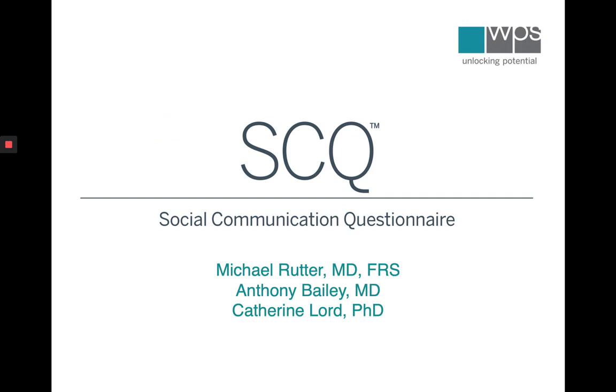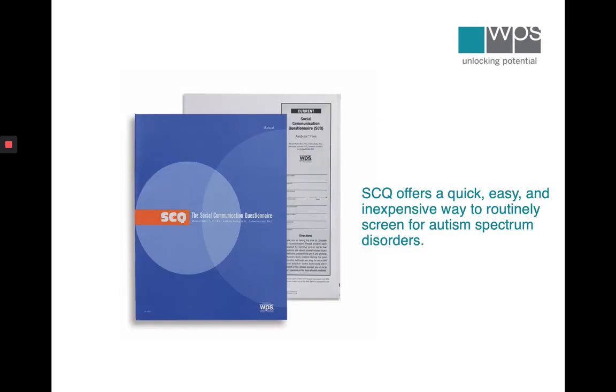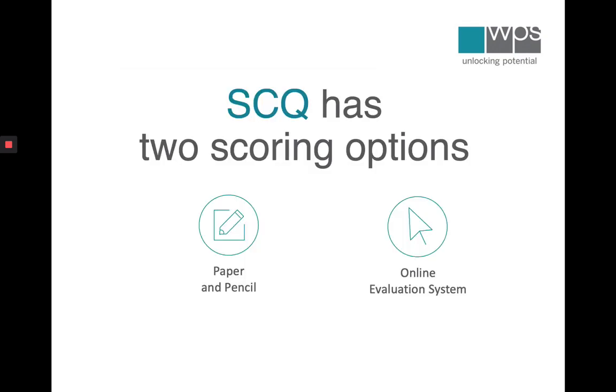Next up is for those of you that complete autism evaluations. WPS has 2 products that I want to quickly review that you may not have in your toolkit. First up is the SCQ Social Communication Questionnaire. The SCQ is a quick, easy way to screen for autism spectrum disorders. The SCQ has 2 scoring options, paper and pencil or via our online evaluation system.